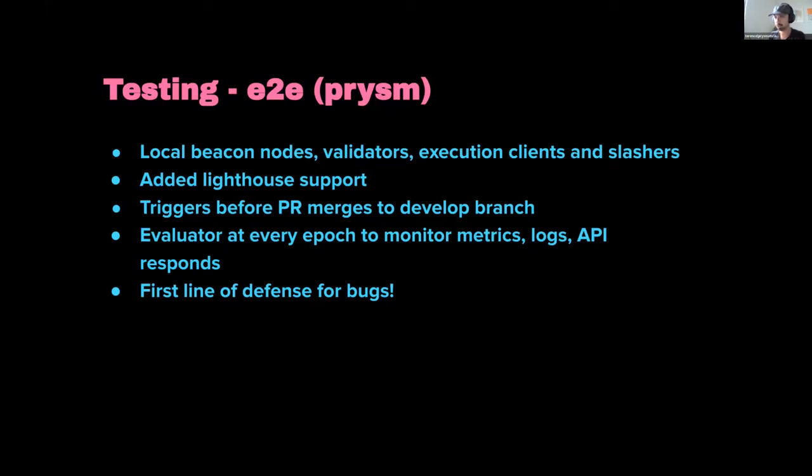And we recently, kudos to Nishan, added live client support. So it's kind of multi-client right now. We're able to catch bugs, not only on Prysm, but also sometimes on Lighthouse. And then we get to alert Lighthouse, hey, you guys have this issue, and I think they're usually pretty happy when we do that. This is triggered before a PR gets merged into the develop branch. How it works is we have this evaluator at every epoch. We basically monitor metrics, API logs, and make sure they pass a certain threshold, otherwise we fail the test.